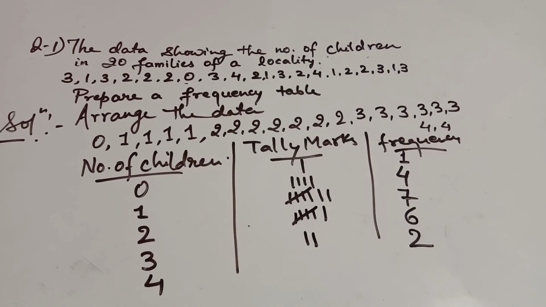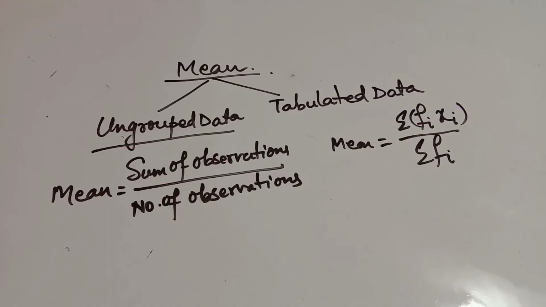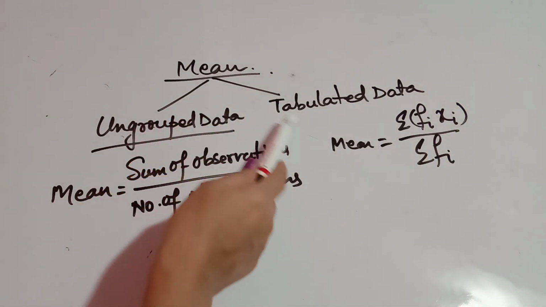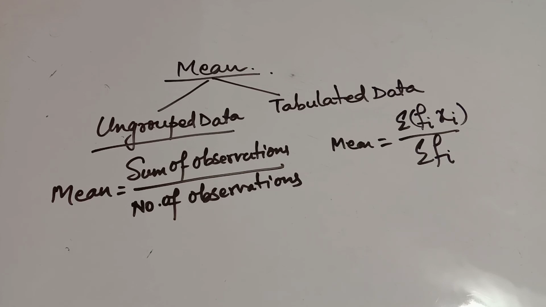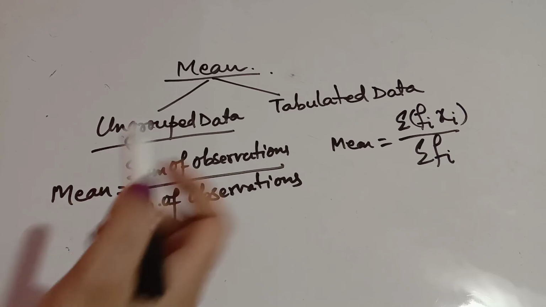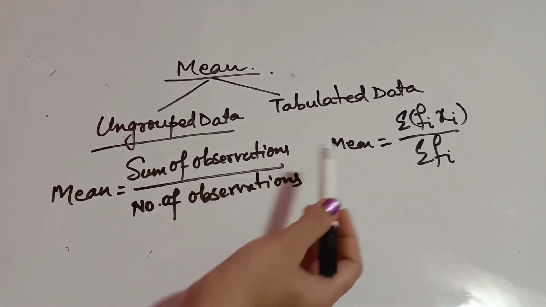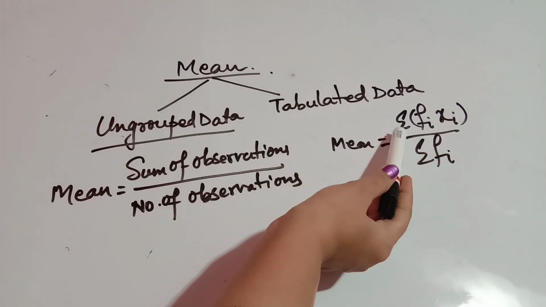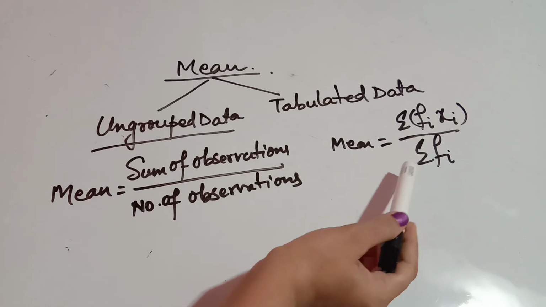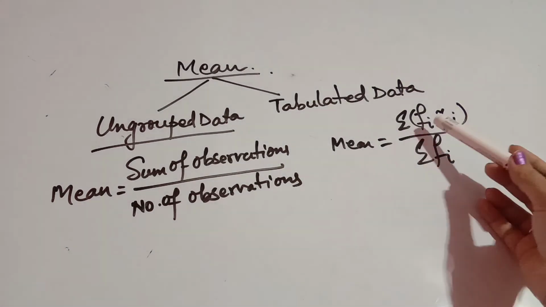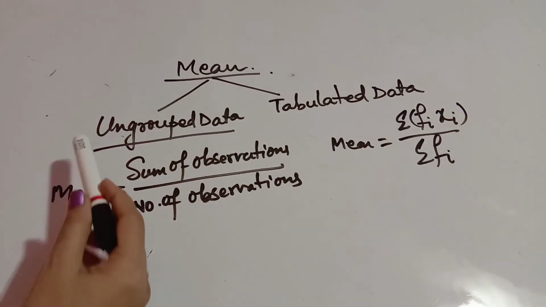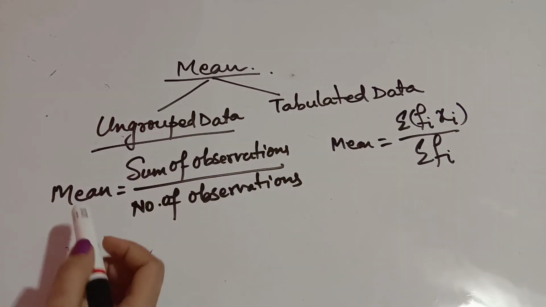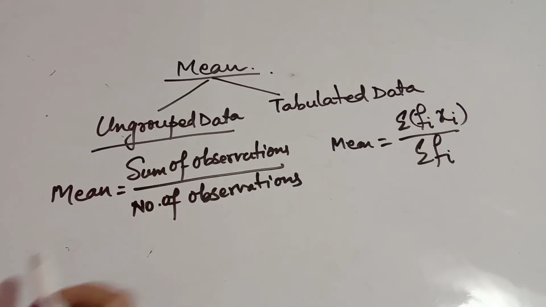Now we discuss mean. Simply, mean means average. We can find mean in two forms, ungrouped data and tabulated data. If your question is mentioned in a table and the data is in that table, then we use tabulated data, and the mean formula is sigma fi xi divided by sigma fi, where f is the frequency of the numbers and x is your observation. For ungrouped data, a simple question is written, and then mean is equal to the sum of observations divided by the number of observations. Let us understand with examples.